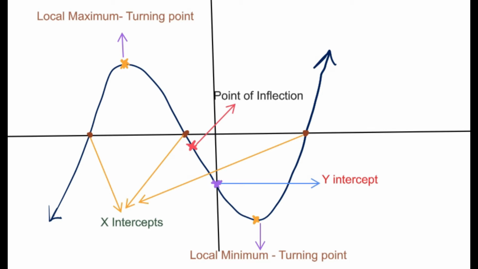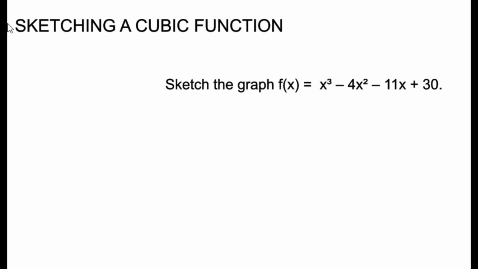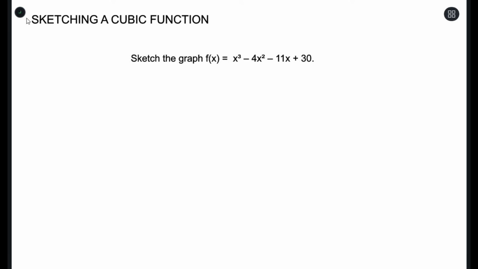Now, to effectively draw a cubic function, you need to know what each and every one of these points is and how to calculate them. And that's exactly what we're going to be doing today. We'll be using this equation, which is x cubed minus 4x squared minus 11x plus 30, to illustrate how to sketch a cubic function.